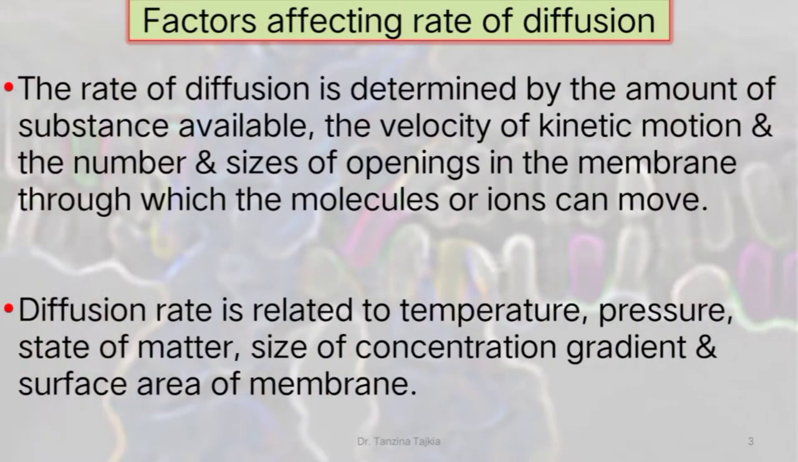The rate of diffusion is determined by the amount of substance available, the velocity of kinetic motions, and the number and size of the opening in the membrane through which the molecules or ions can move. Diffusion rate is related to temperature, pressure, state of matter, size of concentration gradient, and surface area of membrane.